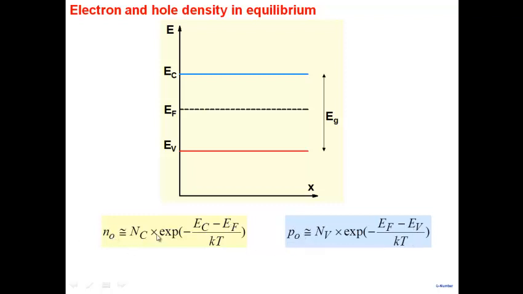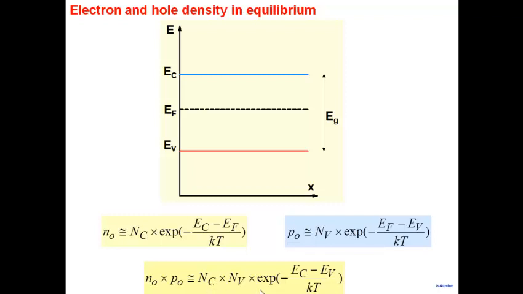So both N0 and P0 are related together. You can see it from this expression here. Wherever the EF is within the gap, that EF will determine the value of N0 and also the value of P0. And it's very easy to see that if I take N0 and multiply by P0, I will get NC NV exponent, EF drops out, cancels out, exponent minus EC minus EV by KT.